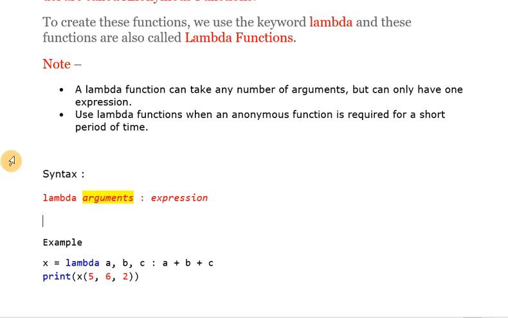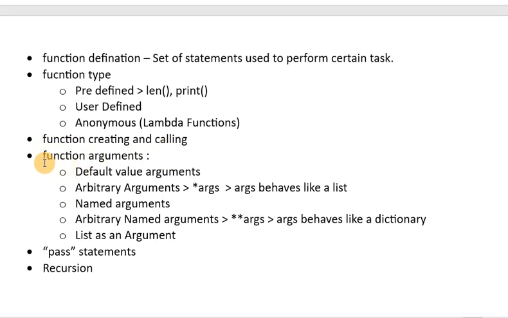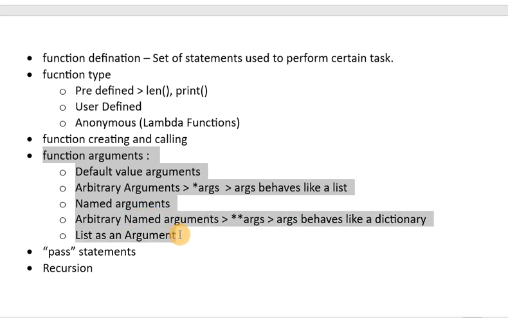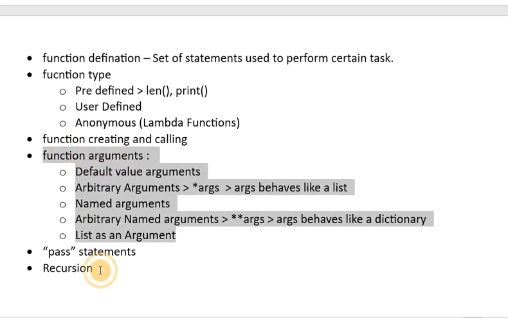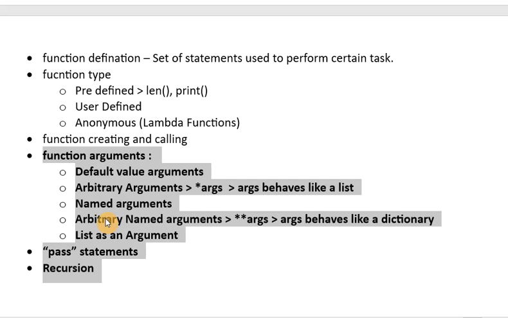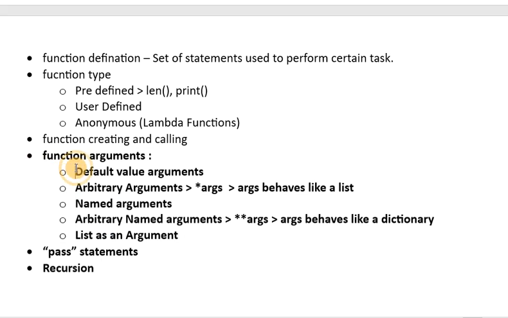Now let's see another point. The next part is function arguments: default value arguments, arbitrary arguments, named arguments, arbitrary named arguments, and list as an argument. For this episode, this much, guys, and in the next episode I am going to cover the remaining part. There we are going to understand different varieties of arguments, how we can pass different varieties of arguments to a function, and what recursion is.